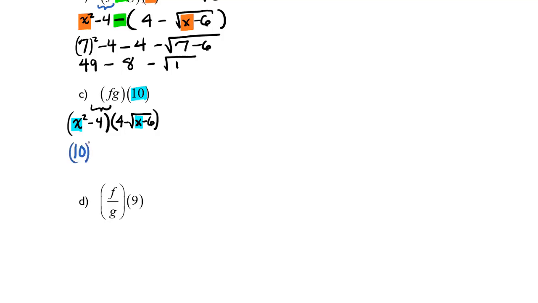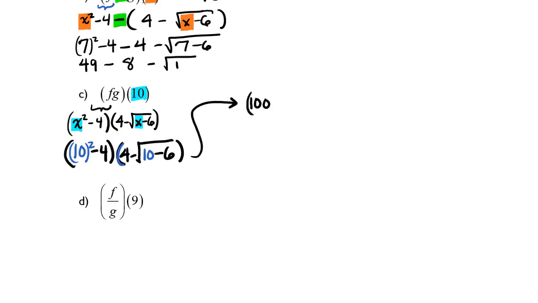Substituting my 10 in, I can now simplify. I will have 100 minus 4 and 4 minus the square root of 10 minus 6. 10 minus 6 is 4, so it will be the square root of 4. 100 minus 4 is 96, and that will be multiplied times 4 minus 2, which is 2. So 96 times 2 is 192.